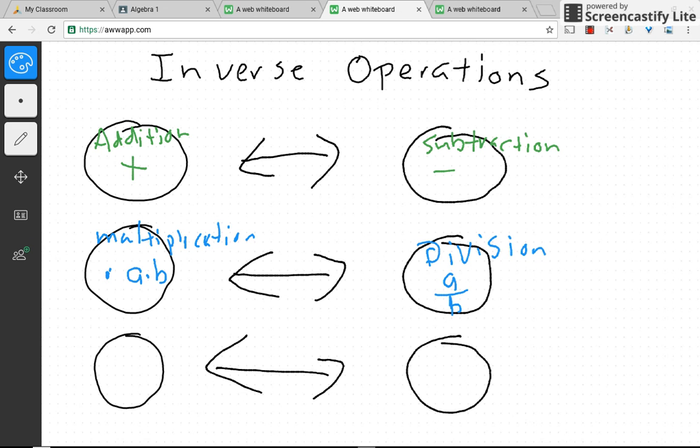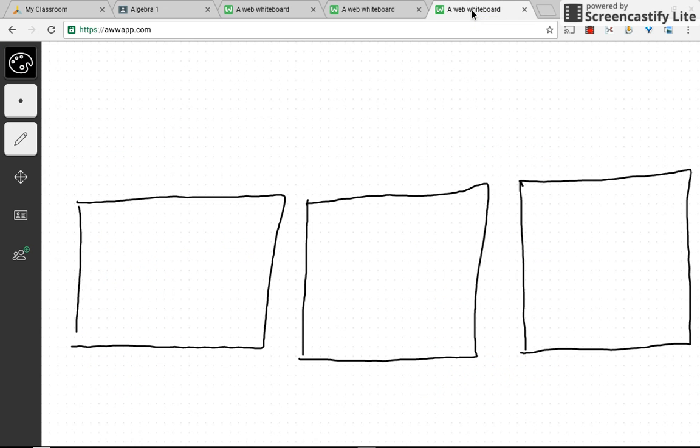Now, if I square a number, the inverse operation is the square root, which is something that we did just a little while back. So that would look like that with the radical symbol. So that gets the top part of that sheet filled out. Now we go to the bottom part.